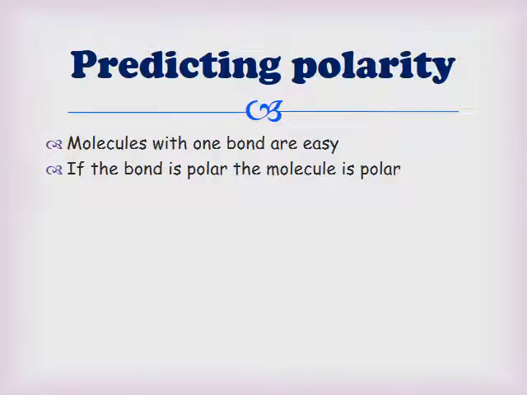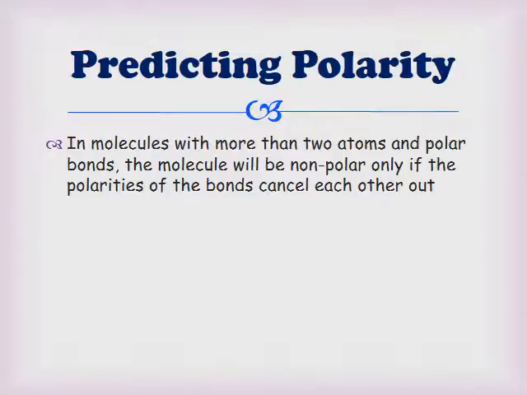Molecules with one bond are easy, like hydrochloric acid. If the bond is polar, the molecule is polar. So hydrochloric acid is polar. In molecules with more than two atoms and polar bonds, the molecule will be non-polar only if the polarities cancel out.